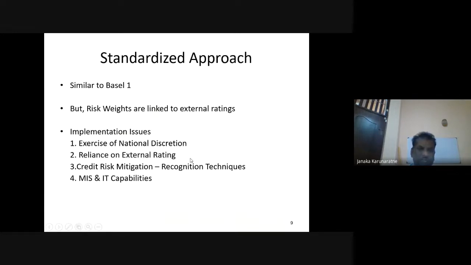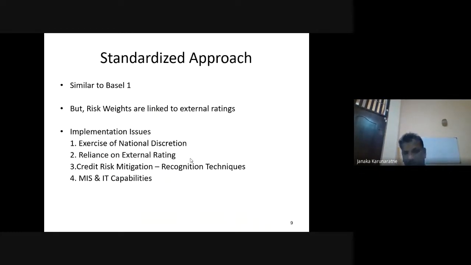Then reliance on external rating. What is the assurance that external rating will give a perfect idea about credit risk? Then credit risk mitigation. Okay, so whenever you have risk mitigation, how do you apply that? For example, if you have a loan fully covered against gold, so there is a part of risk mitigation already there. So how do you apply it? Then again, issues came up with respect to the MIS, Management Information Systems, and IT capabilities. Okay, so those are the critical issues.